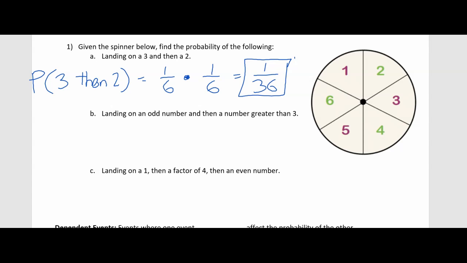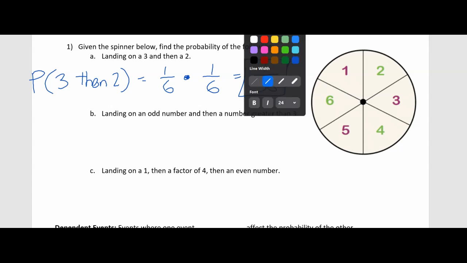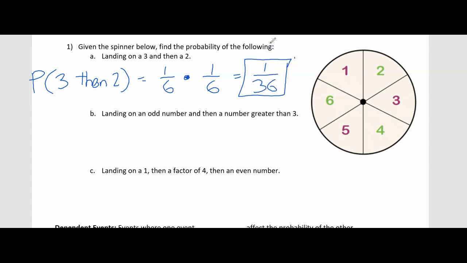Okay, on to part B. It says landing on an odd number and then on a number greater than 3. And we'll switch up the way we write this just so you see it differently. We'll call this event A. We'll call this event B. So that way I'll just write probability of A and B.